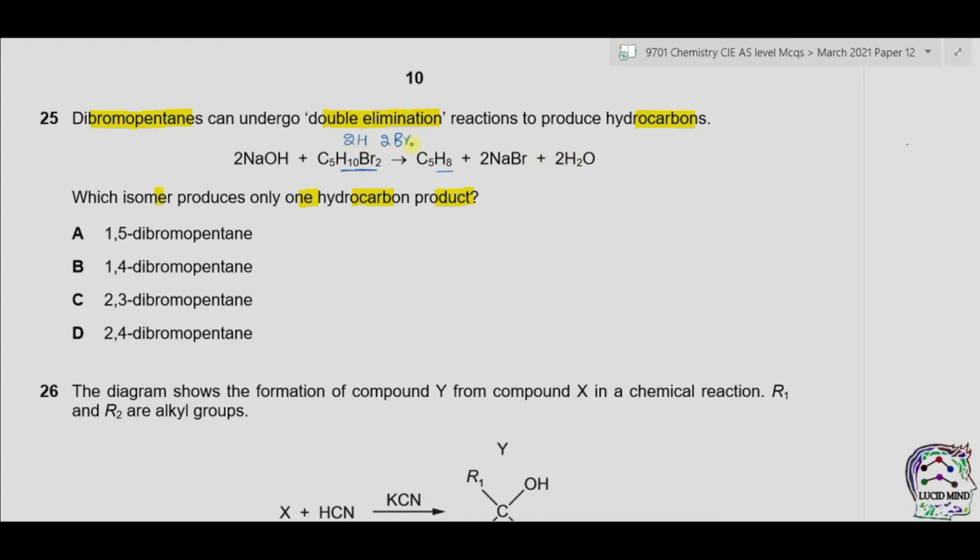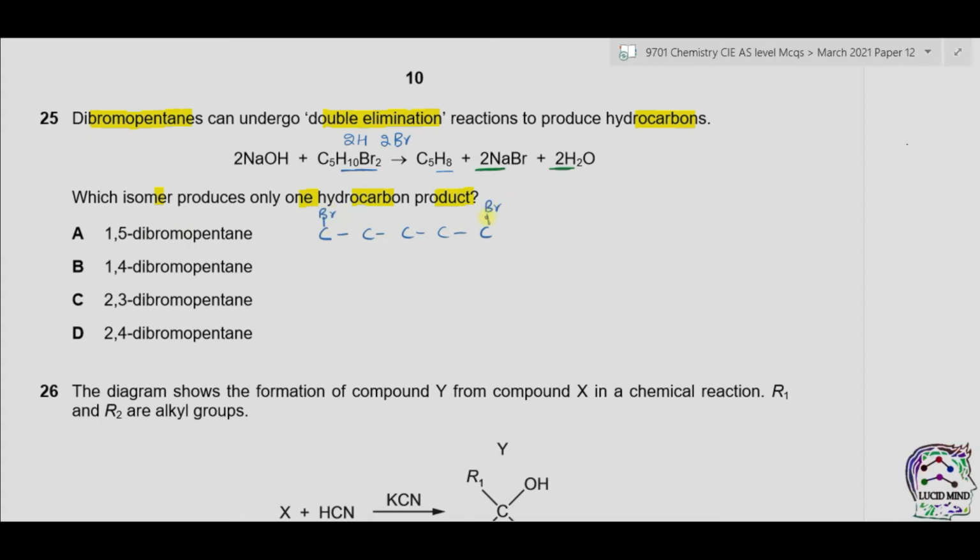Hydrogen forms water and Br will form sodium bromide. In double elimination, 2 hydrogen atoms and 2 bromine atoms will be removed to form 2 sodium bromide and 2 water molecules. Let's do double elimination in these structures. First one is 1,5-dibromopentane. In pentane we have 5 carbon atoms in the long chain. On the first and fifth carbon we have 2 bromine atoms, so this is 1 bromine, and on the fifth carbon this is the second bromine.